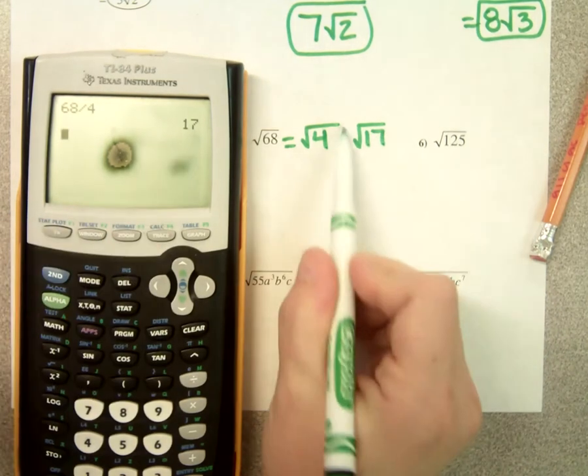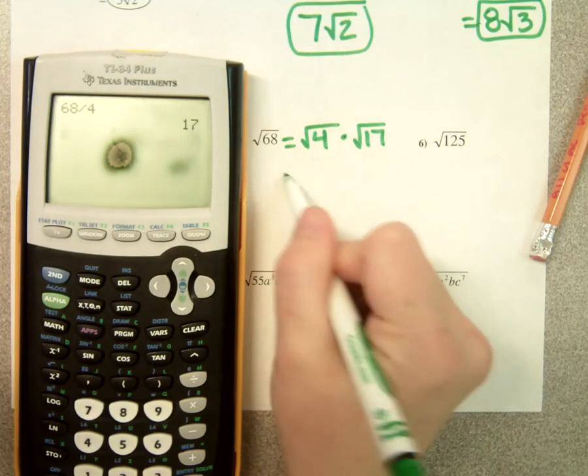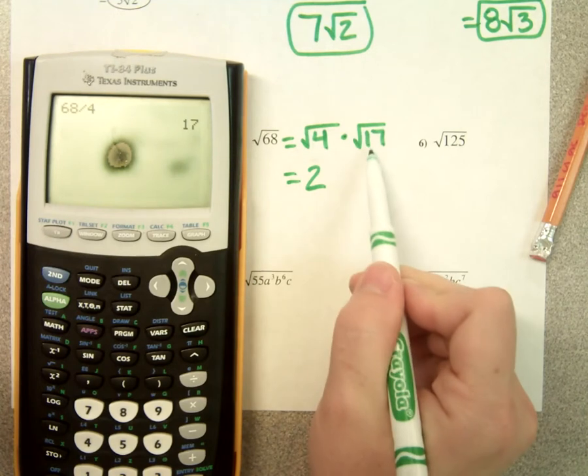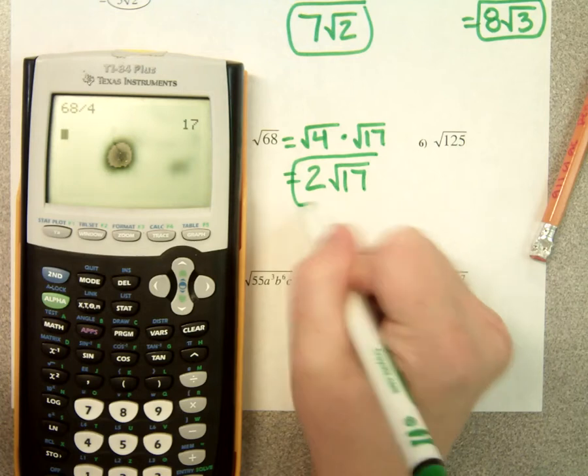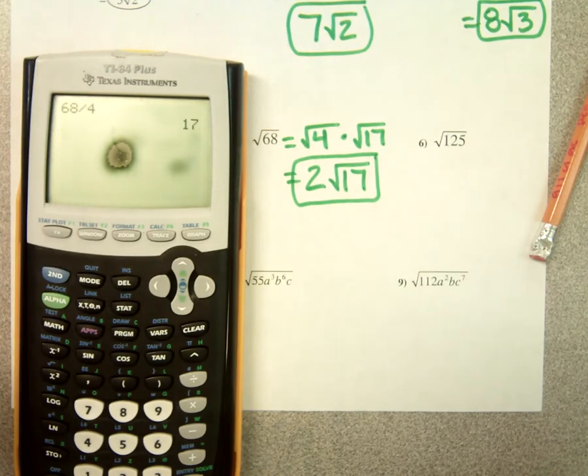times. And then what's the square root of 4? 2. You can't take the square root of 17. That doesn't come out pretty, so I just recopy it. And there's my answer, 2 square root of 17.